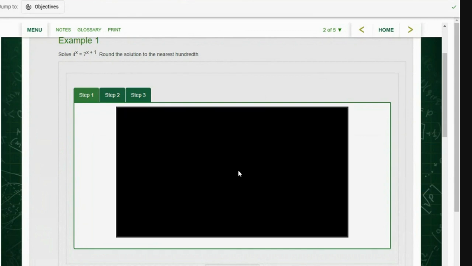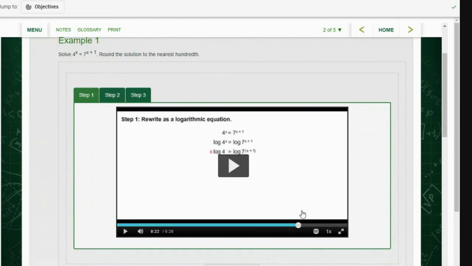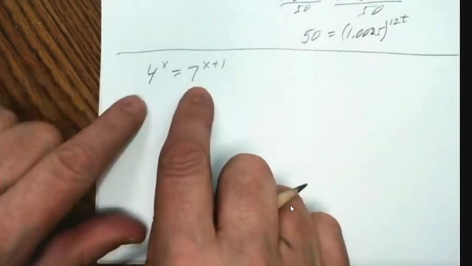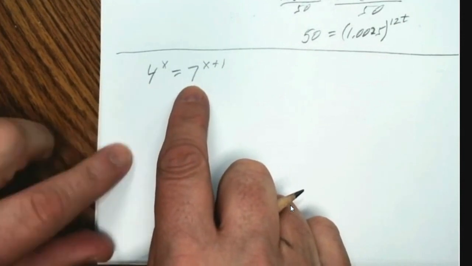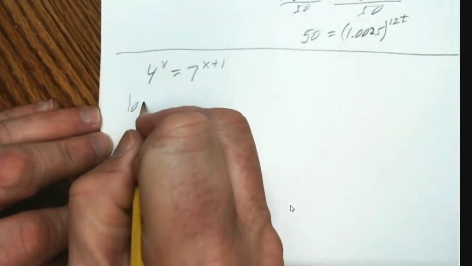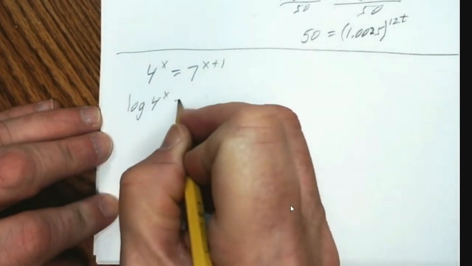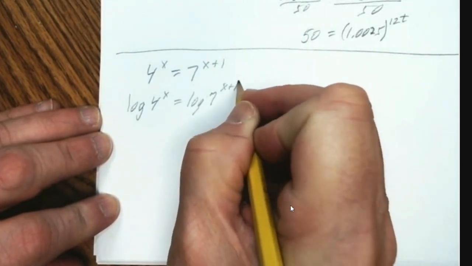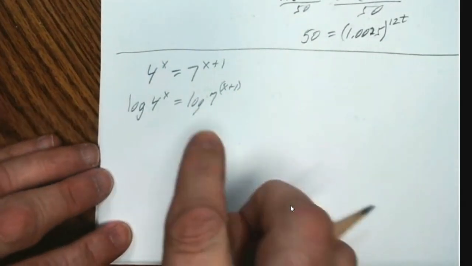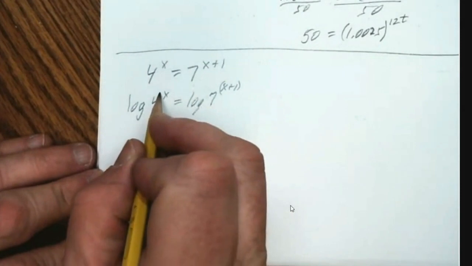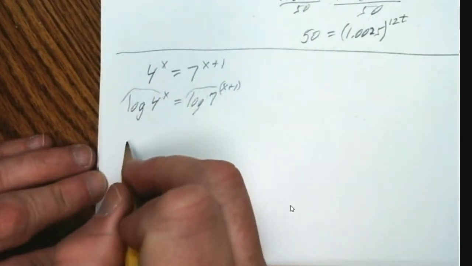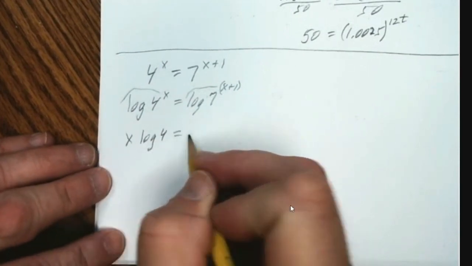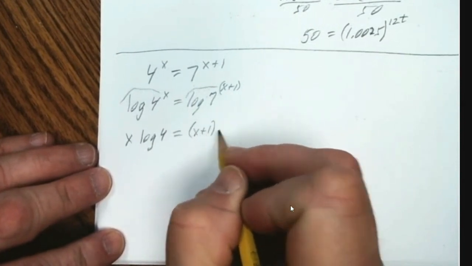Okay, so the first thing they want to do is write that as a logarithmic equation, right? So if we have 4 to the x equals 7 to the x plus 1, two different bases. This is an exponent, but two different base exponents. We write this as a logarithm. And notice I'm just doing base 10 because that's easiest. The exponent is x plus 1. So now with our power property, we can bring these out front. So this is x times log 4 equals x plus 1 times log 7.